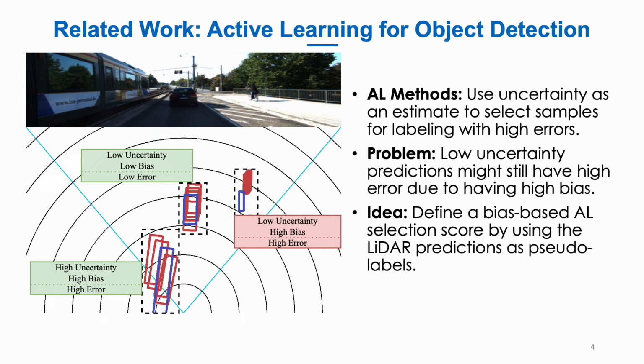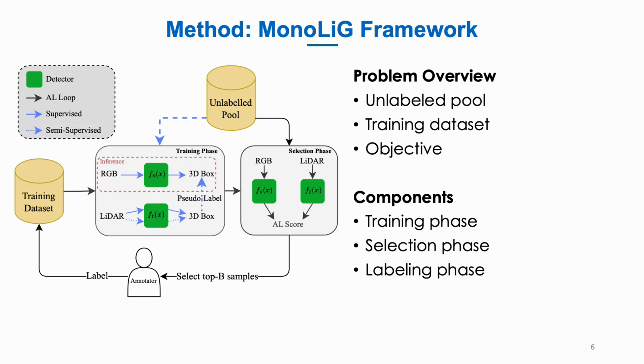To additionally capture the bias, we propose to use the LiDAR predictions as pseudolabels and extend the traditional uncertainty-based active learning with this concept of bias. We combine our two proposals in a framework called MonoLiG, which consists of a training phase using our semi-supervised training that is scaled by the LiDAR's data uncertainty, and a selection phase using our proposed bias-based active learning strategy. Here we have the training dataset which goes through training, and with the dashed blue lines we have the semi-supervised training as well during the training phase.